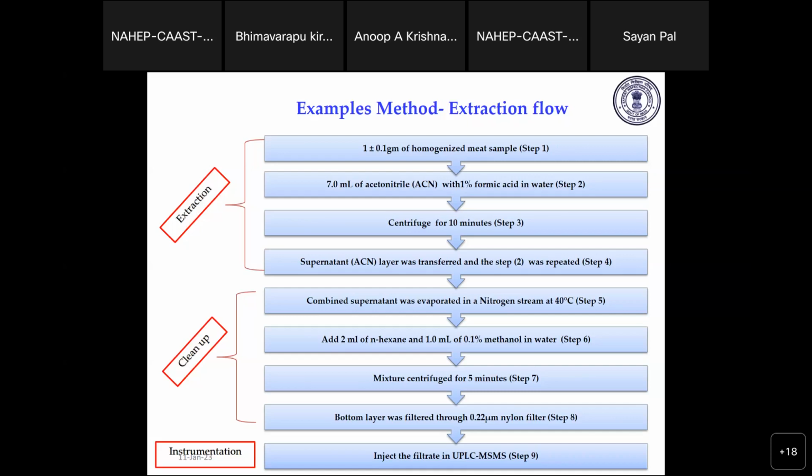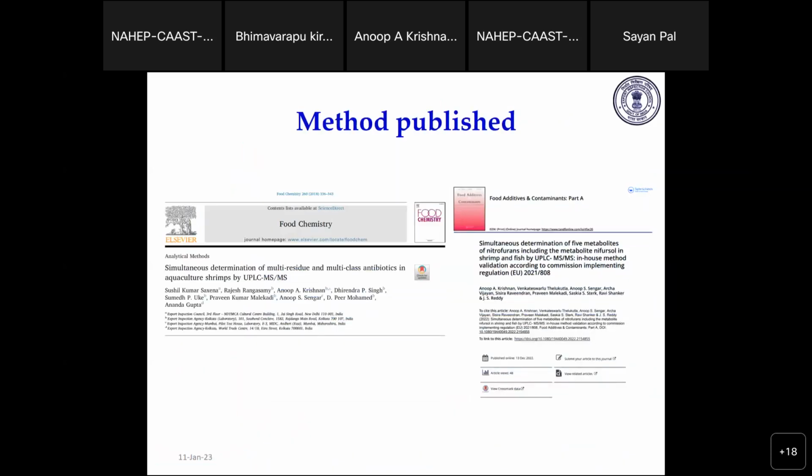And the whole procedure took only 1 hour for the extraction, and the final analytical method in the LCMS was around 9 hours. And this was published in Food Chemistry, and that was in 2018.